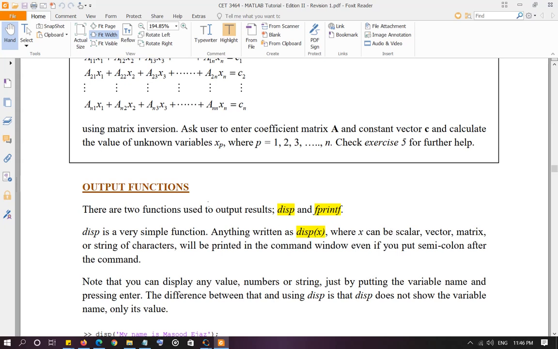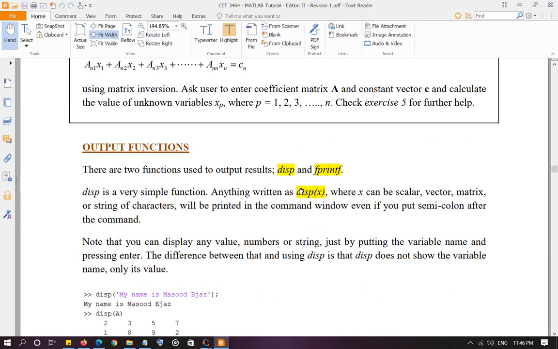Next, let's look at output functions. There are two output functions in MATLAB. One is display, and one is fprintf. Display is pretty straightforward. Fprintf is very versatile. So we're gonna discuss both of them here.